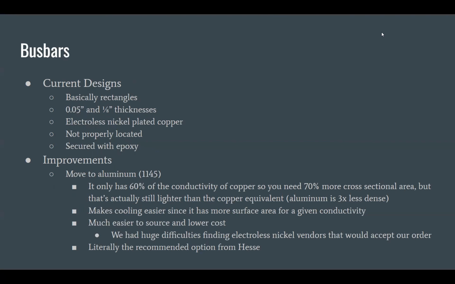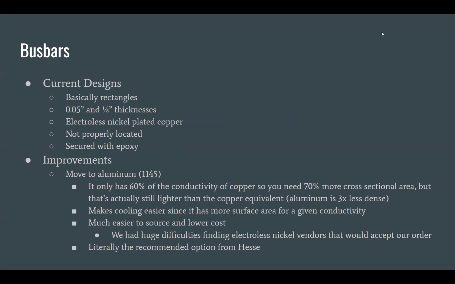But sadly, in the future, we're probably going to have to pivot to aluminum simply because it's much more easily sourced, and you don't actually plate it. Definitely lots of great properties there.